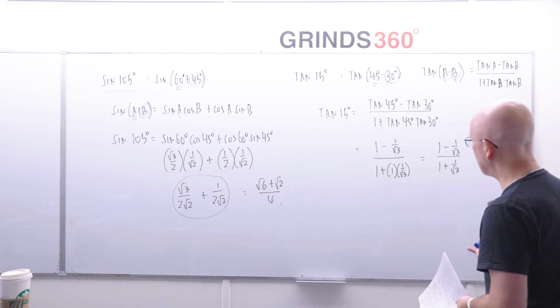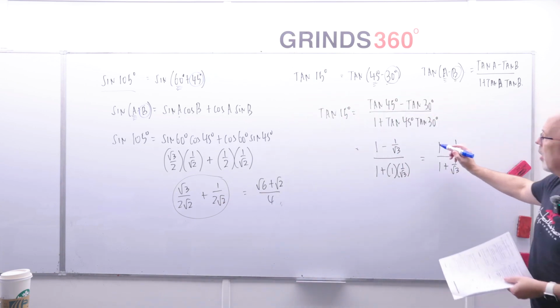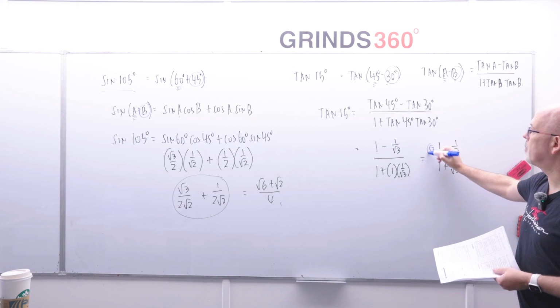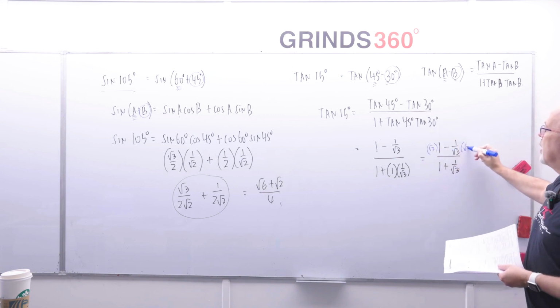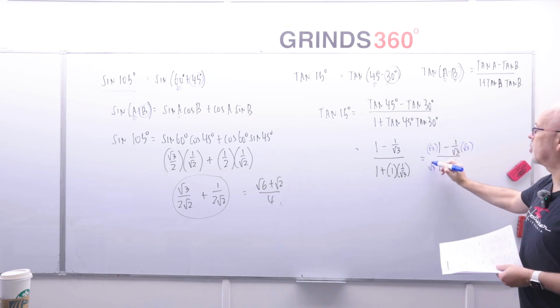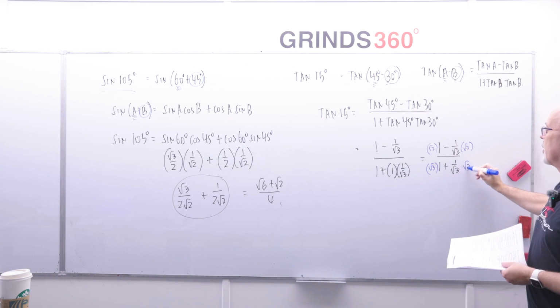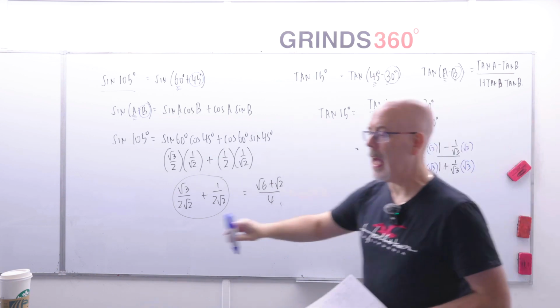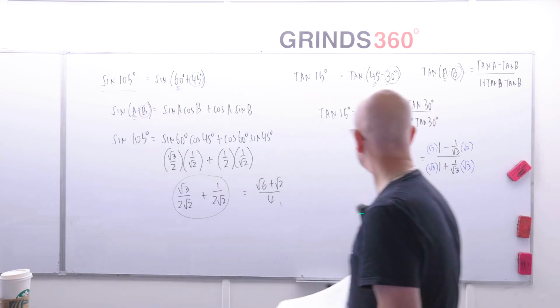So I'm going to multiply everything top and bottom by this denominator here. I'll multiply this by root 3, this by root 3, this by root 3, and this by root 3. Everything top and bottom by root 3 should do the trick here.